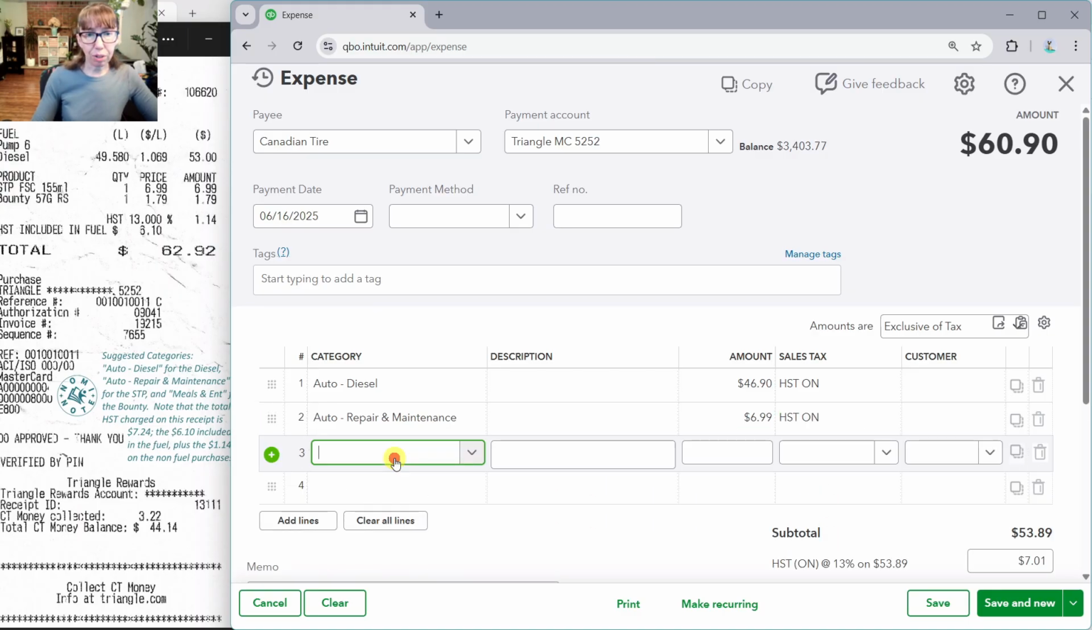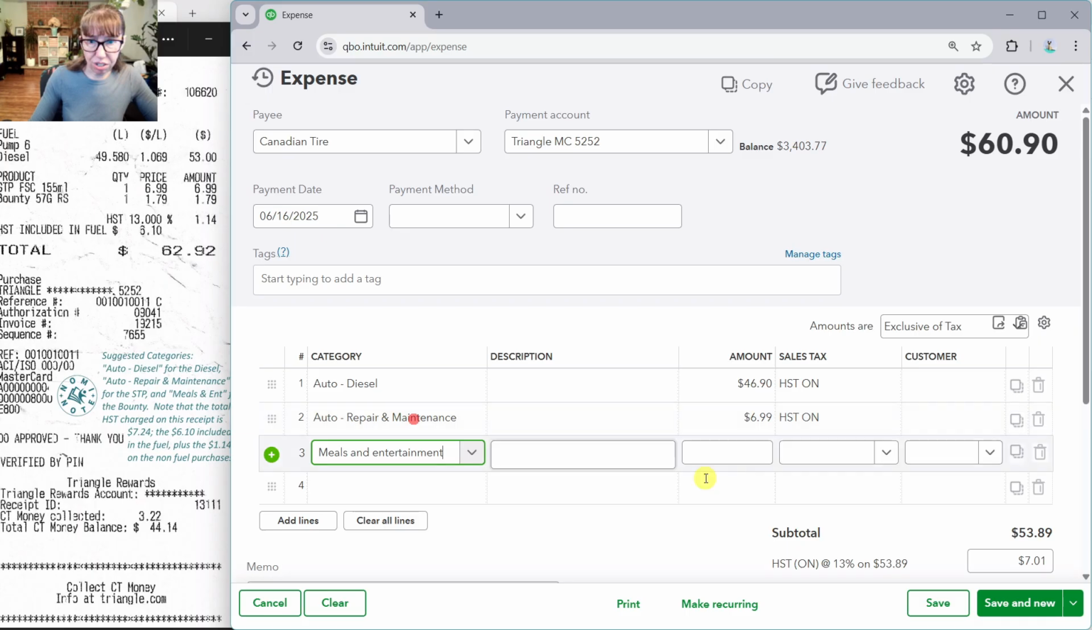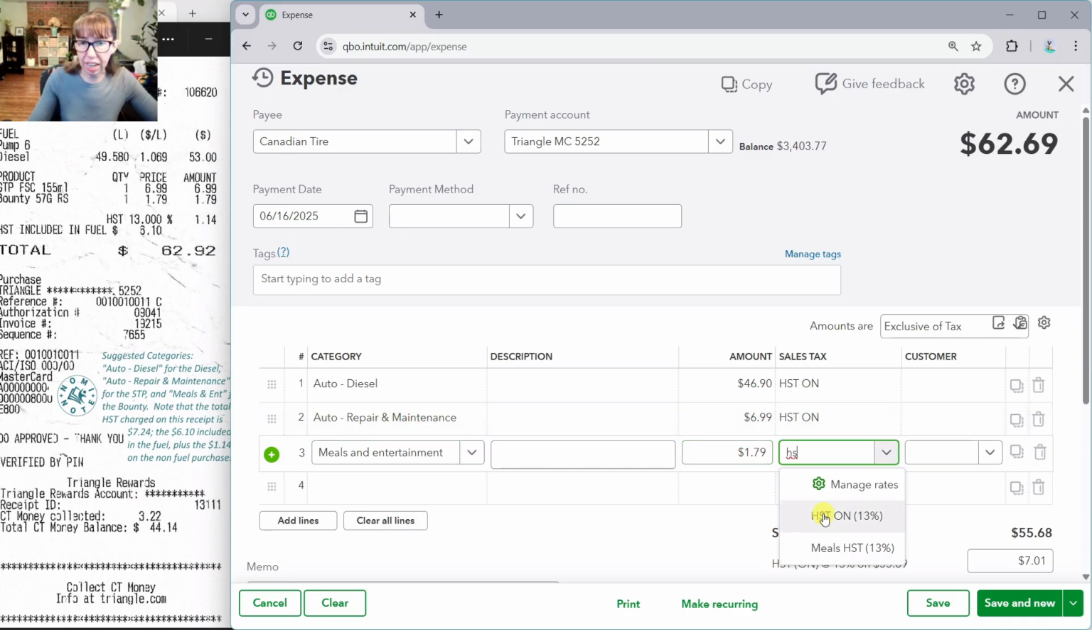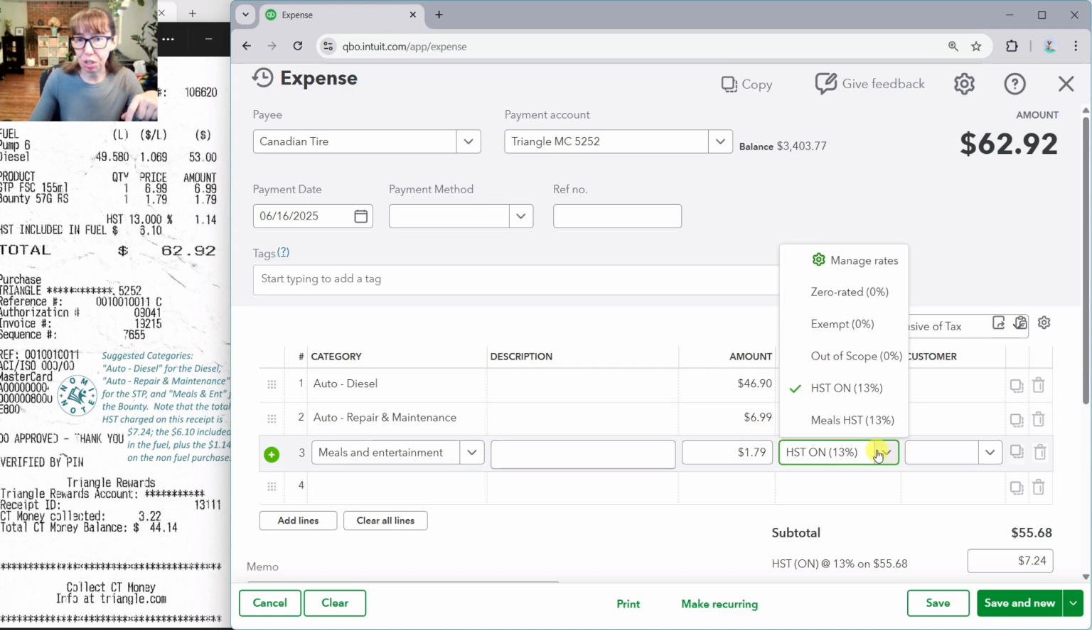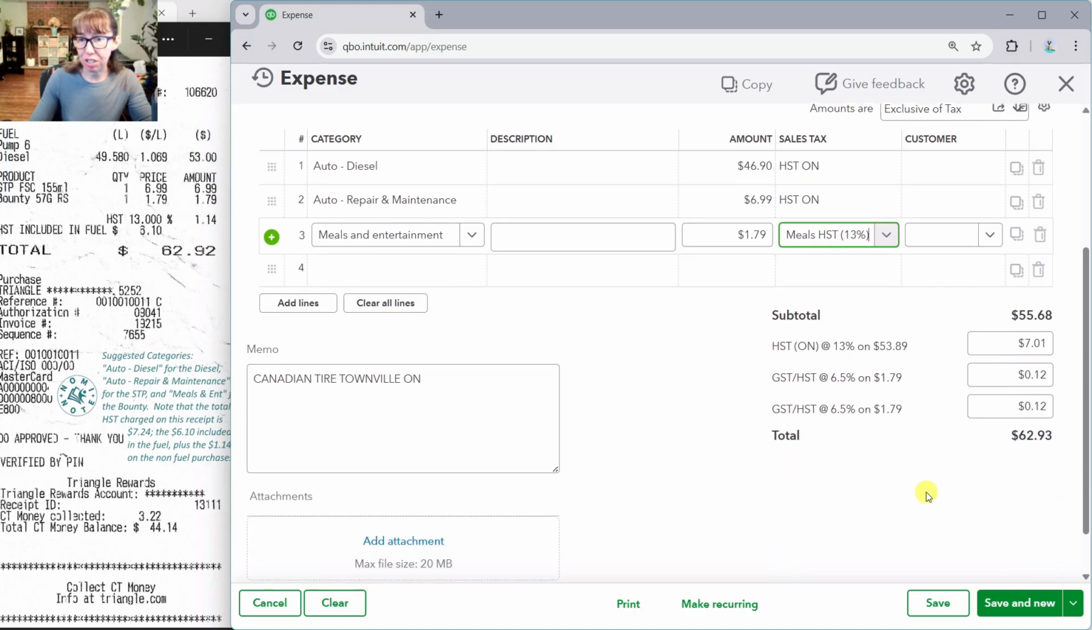And the last thing we're going to be putting in is the meals expense. Meals and entertainment, and that's $1.79. So if we were to just put the HST here, you would see that the $7.24, which is the $1.14 plus the $6.10, is the HST that matches the receipt, even though the HST is split on the receipt. But because this is meals, we're actually going to use the meals HST, which only claims half of the HST on that Bounty chocolate bar.